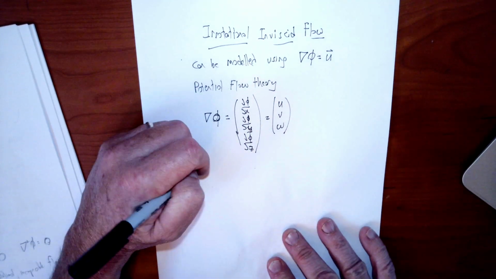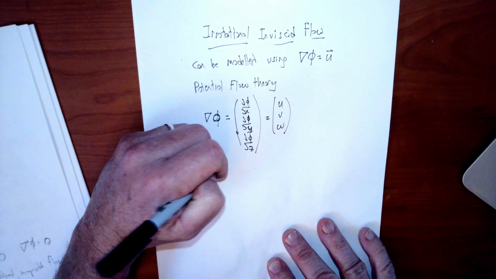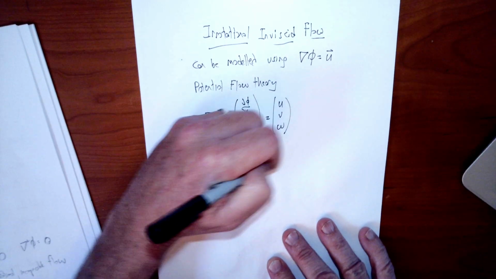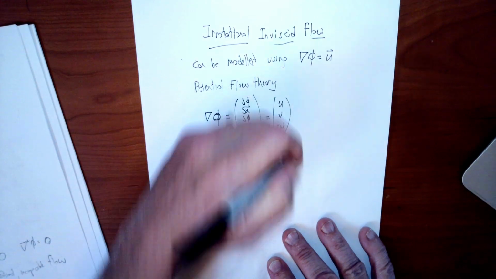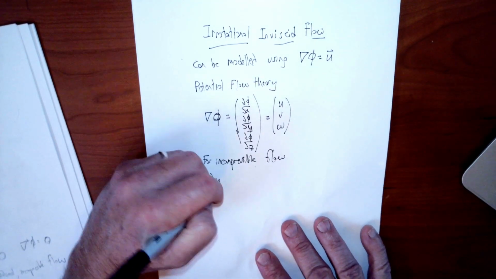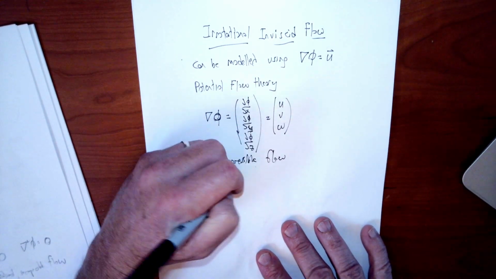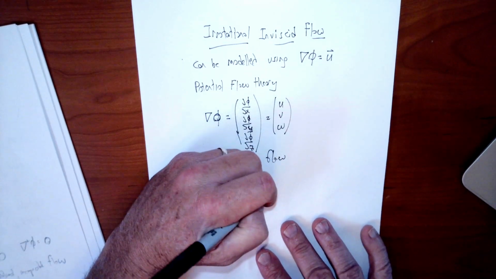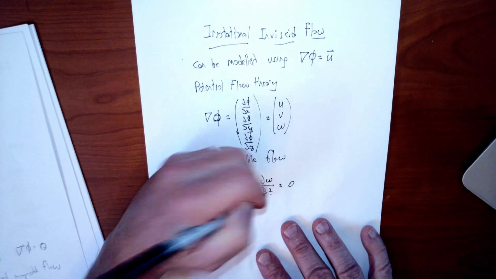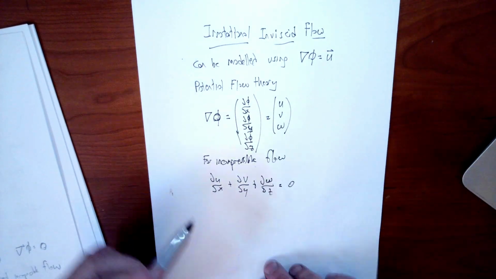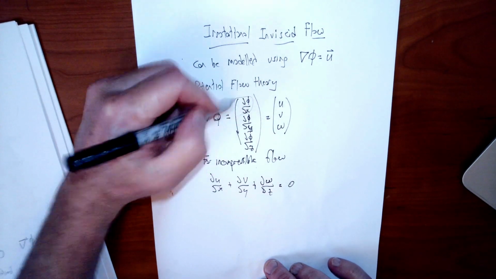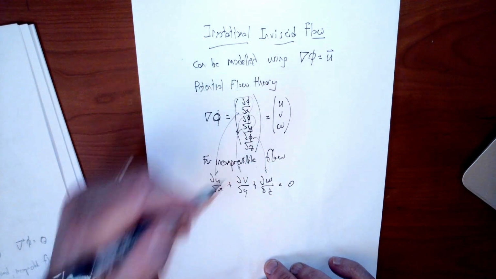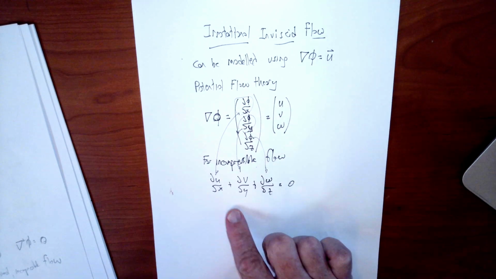So if we look at that in the case of incompressible flow, we can write down the conservation of mass equation for incompressible flow. The conservation of mass equation for incompressible flow is du dx plus dv dy plus dw dz is equal to 0. So now we're going to plug in this for u, this for v, and this for w, because that's what they are, and we'll see what this equation gives us.